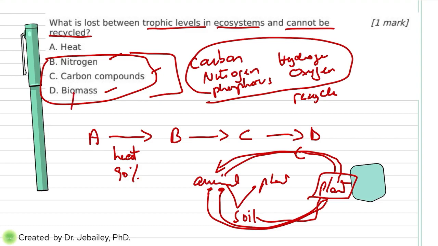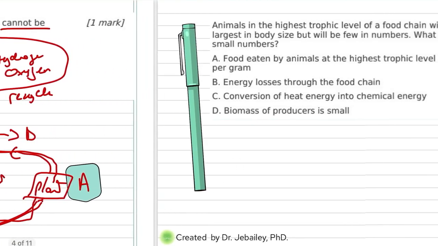And when I say biomass, we're talking about carbs, proteins, lipids. So the only thing that is not recycled, that once it's gone, it is gone, is the heat. So the heat that comes out of the body cannot be turned back to any other kind of energy. So the answer is A. That's the only thing that cannot be recycled.